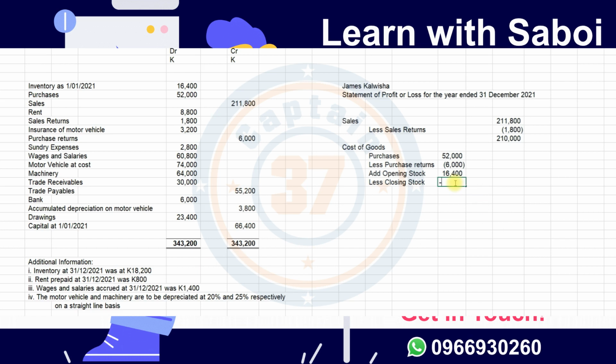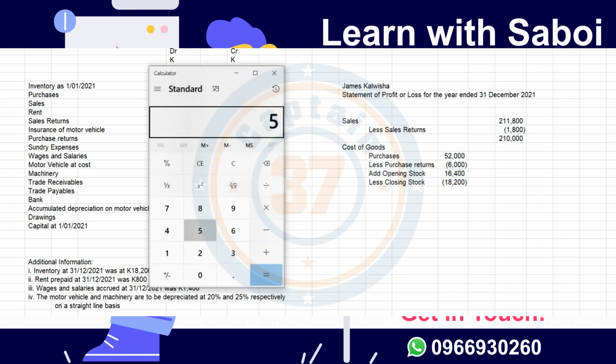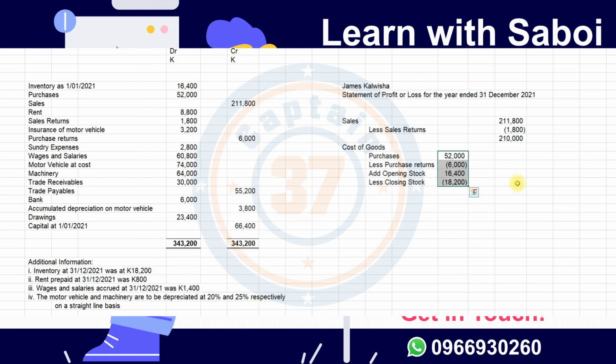18,200. And so it's going to be minus 18,200. Like that. So what is the total for these? Once more, I'll pull out the calculator. We have 52,000 minus 6,000 plus 16,400 minus 18,200. This gives us 44,200, and this is what I'm going to write over here, 44,200.